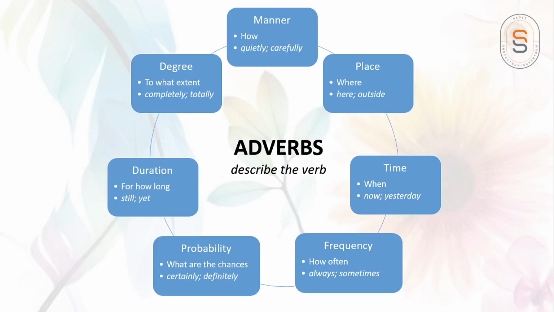We have certain types of adverbs. One of manner, how does something happen? Place, where does something happen, time, when, frequency, how often, probability, what are the chances, duration, for how long, degree, to what extent. Again, if you only answer adverb, then you would receive that mark when they ask you the question, name the part of speech of the underlined word.